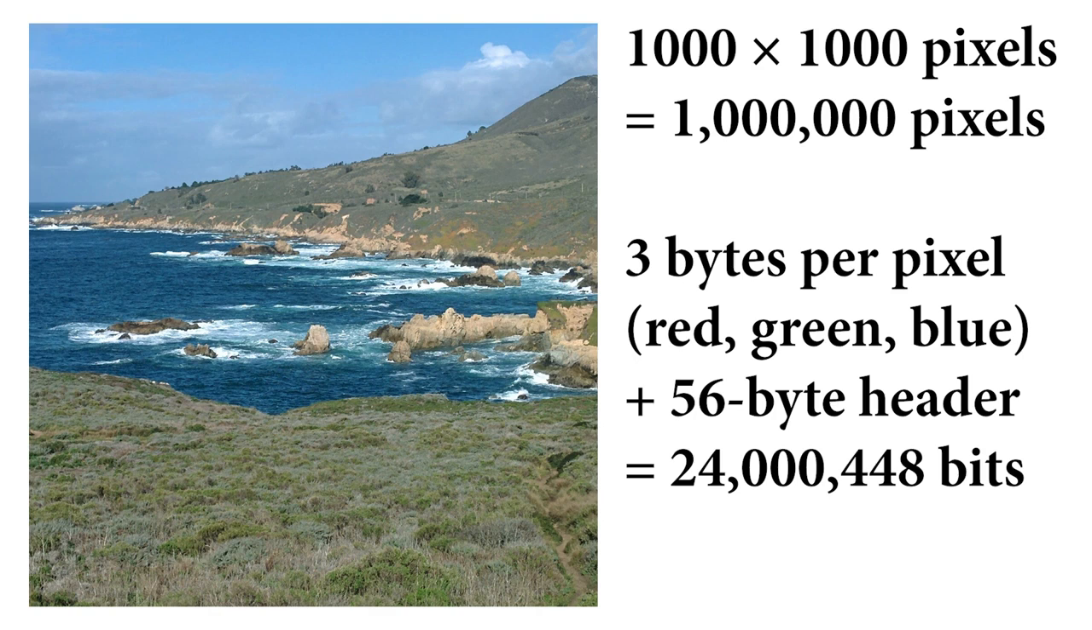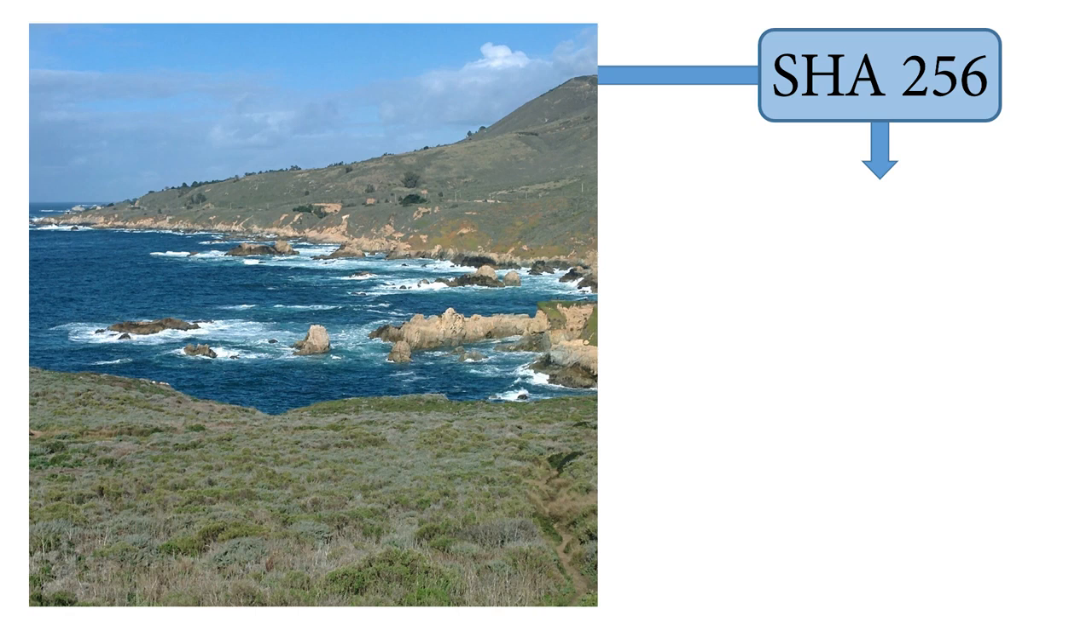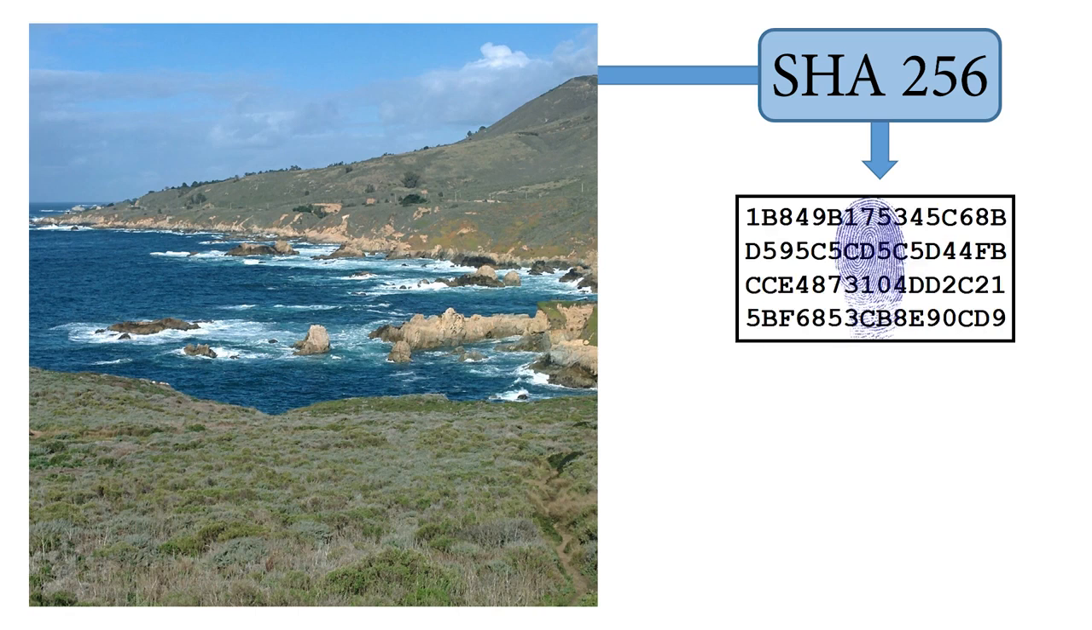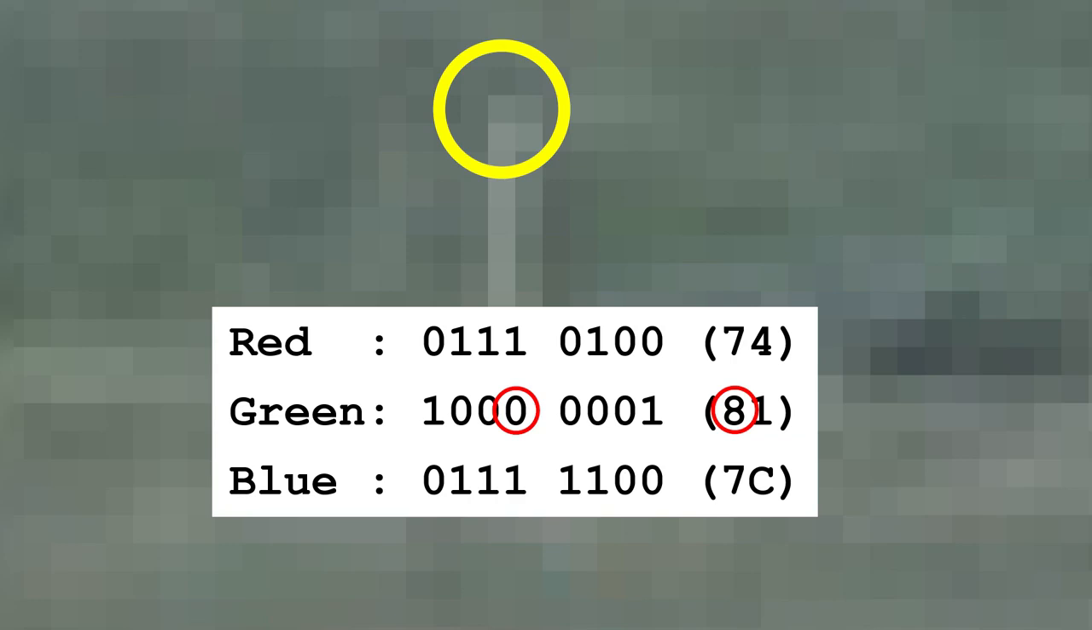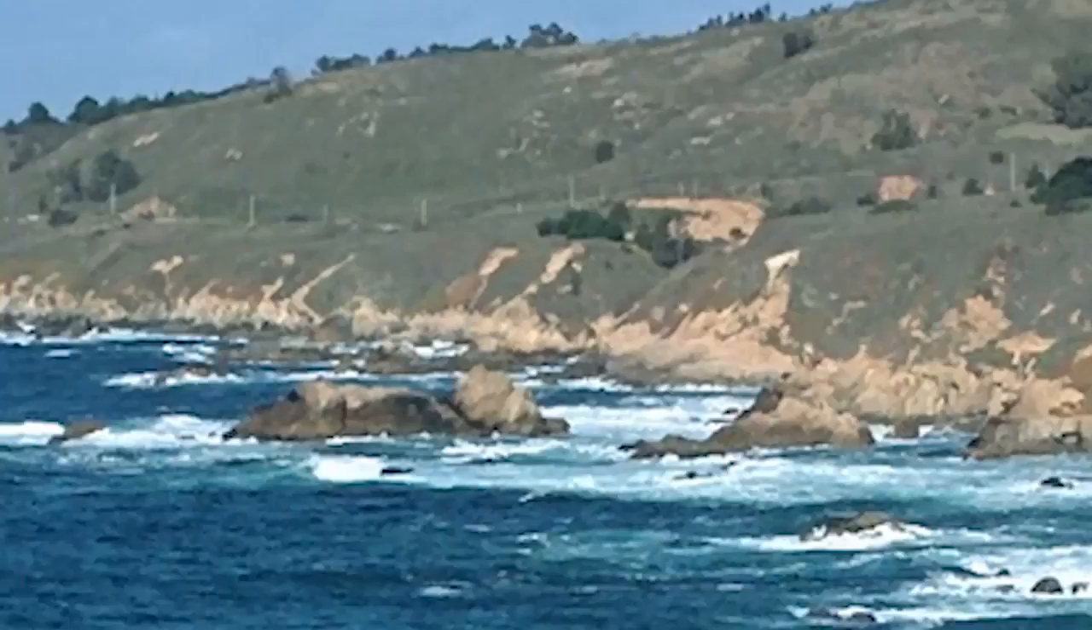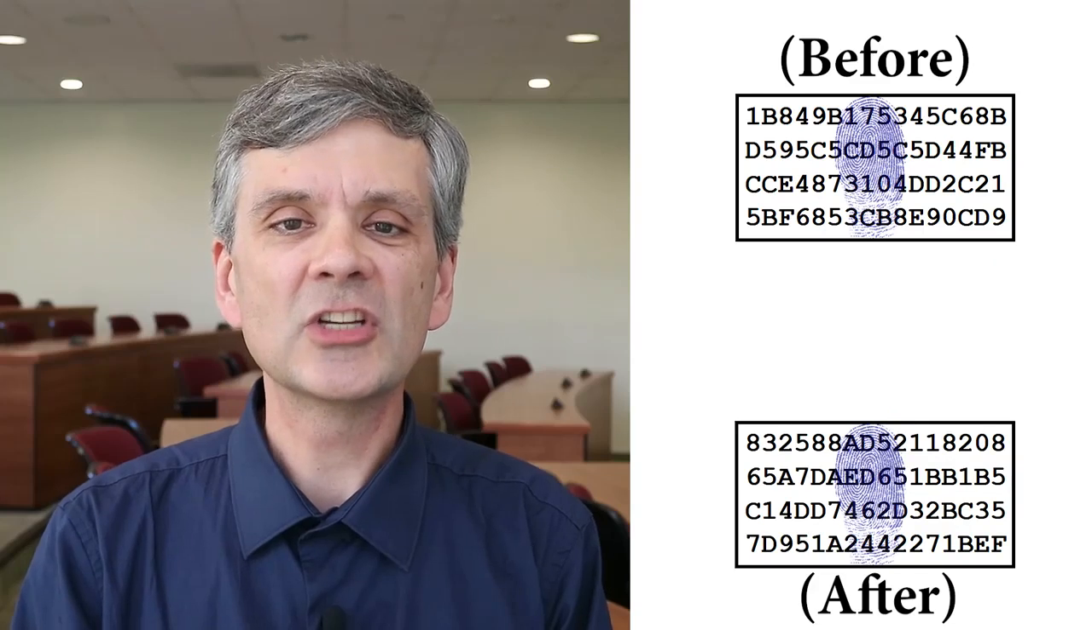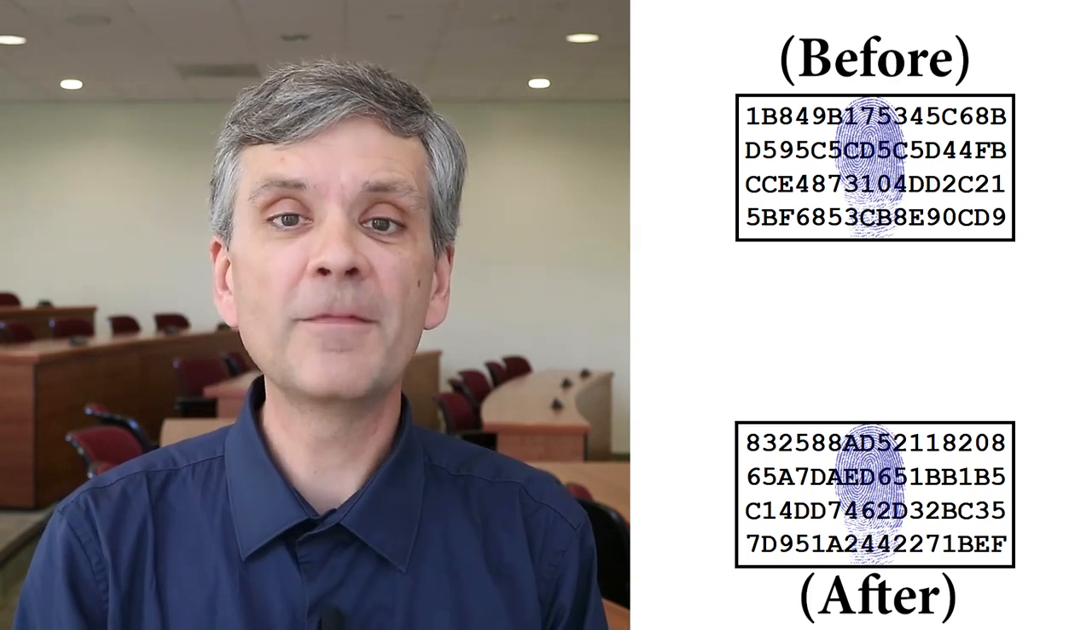You get the idea. Another interesting property of this function is that it's designed to have the butterfly effect built in, such that changing the input just a little bit completely changes the output. Let me show you an example. Here's a picture I took. It's 1000 by 1000 pixels and the file is 24 million bits long. When I run this through the SHA-256 algorithm, it outputs this hash. Now watch what happens when I change one single bit in the input. I'm going to zoom in to this pixel on the telephone pole and change the green value by changing this 0 to a 1. Now I rerun the algorithm and I get a completely different output. And that's from changing just one single bit out of more than 24 million bits.